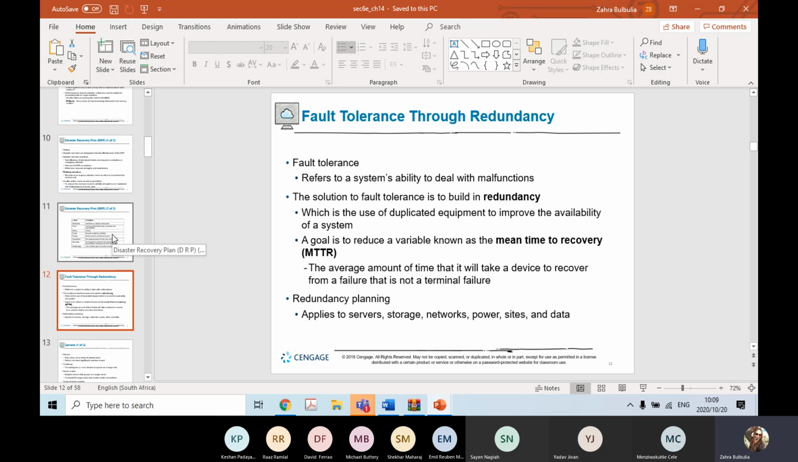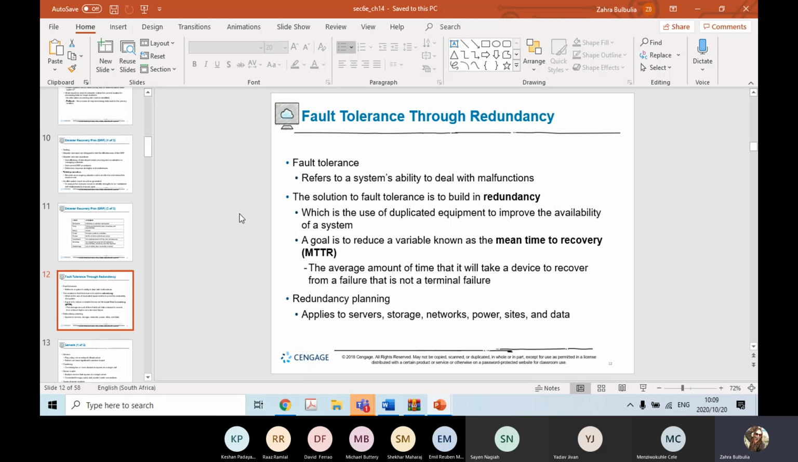Fault tolerance through redundancy. Now, these are concepts that maybe you guys have gone through in NWEG or maybe not. Basically, fault tolerance refers to a system's ability to deal with malfunctions. So we always try and build robust systems that are fault tolerant. And basically, the solution to fault tolerance is built-in redundancy. This is the use of a duplicated environment or equipment to improve the availability of a system.